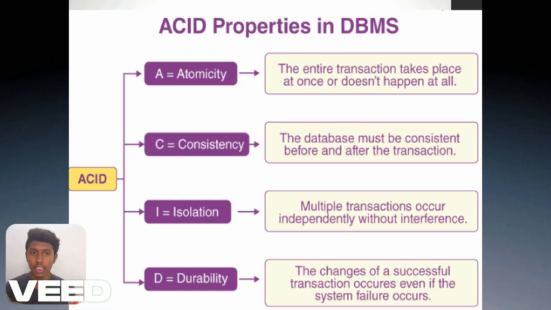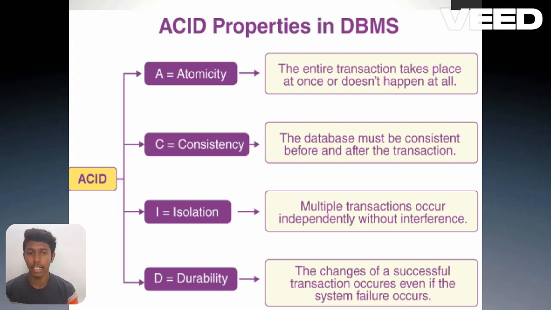The next one is consistency. The database must be consistent before and after the transaction. It shouldn't happen that the data which we processed before the transaction was different and the data which we see after the transaction is different. It is consistent.